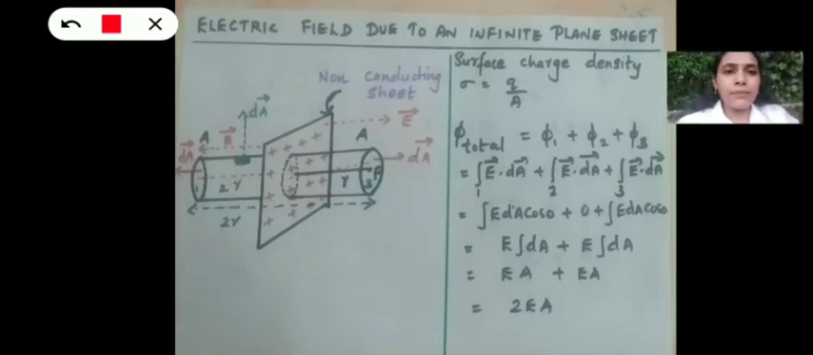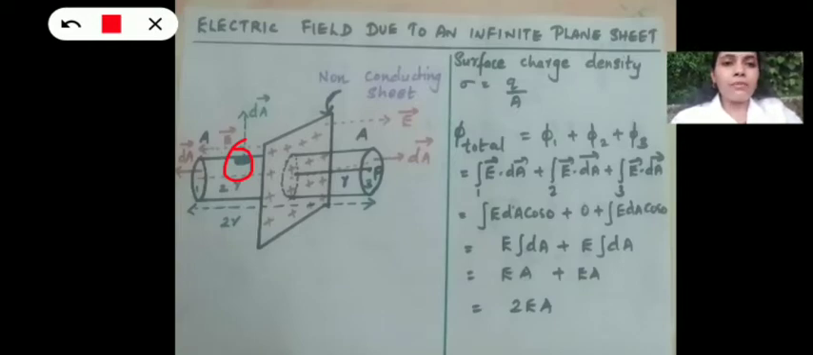Now we have considered area elements on these three surfaces. So this represents the area element on the curved surface. And what is the direction of the area vector? Perpendicular to the surface. This is the direction of the area vector. What will be the direction of electric field? Since positive charges are distributed here, the direction of electric field will be outward on both sides of the sheet. So here it will be pointing outward like this, and on this side it will be pointing outward like this. So this is the direction of electric field, and this is the direction of the area vector.